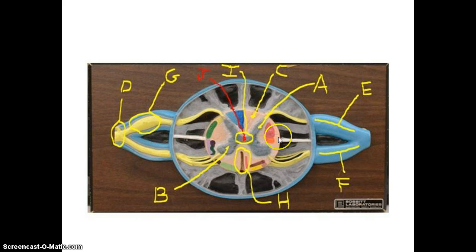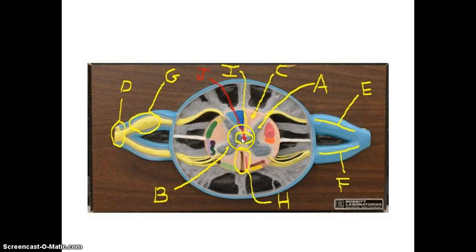Now, all this stuff that has this paint on it, that's just to show you different tracts, which you'll learn about probably more in lecture than lab. But this is all white matter. If it wasn't painted, it would be all white matter. And those are tracts, and those are the elevators that take information to and from the spinal cord and the brain. So this is one model.